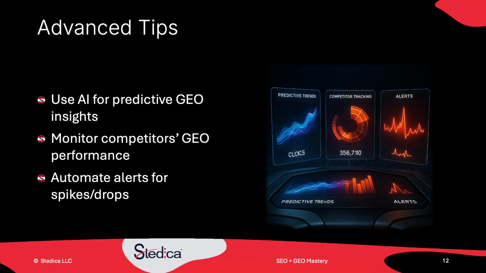Advanced tips for geo performance tracking. Want to go further? Use AI to predict future geo keyword trends. Track your competitors' geo performance so you can benchmark against them. And set up automated alerts, so you know right away if traffic spikes or rankings drop in a local area.